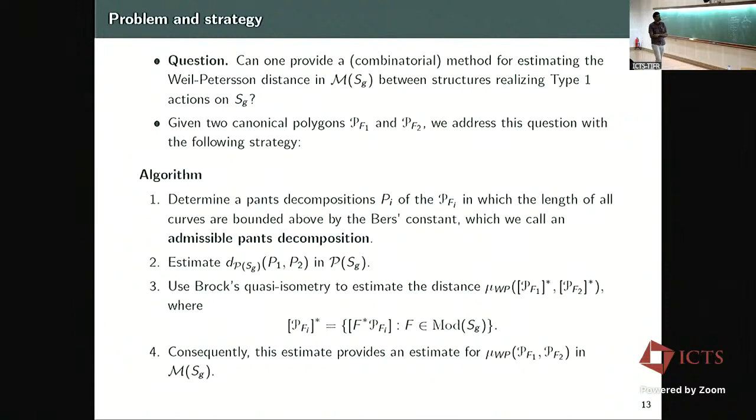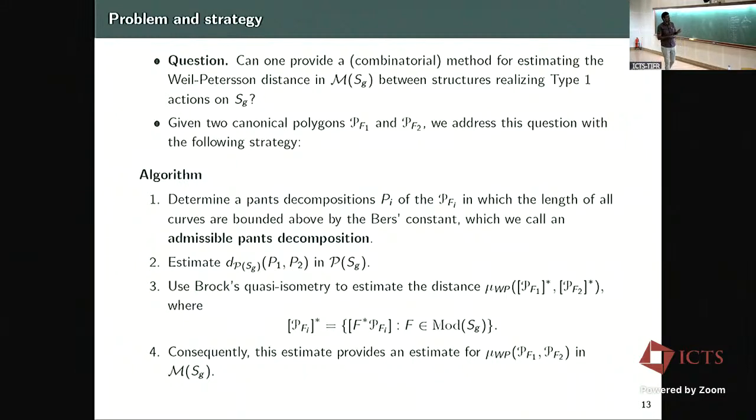The algorithm is very simple. Determine a pants decomposition. The first catch is, the Bers result asserts that if you take any structure in the Teichmüller space, you can find a pants decomposition, the length of whose curves are bounded above by the Bers constant. So that's sort of existential. Can you actually determine such a decomposition? That's the first hurdle. So the first hurdle is, determine a pants decomposition in which the length of all curves are bounded above by the Bers constant. And this pants decomposition, we are going to call an admissible pants decomposition.